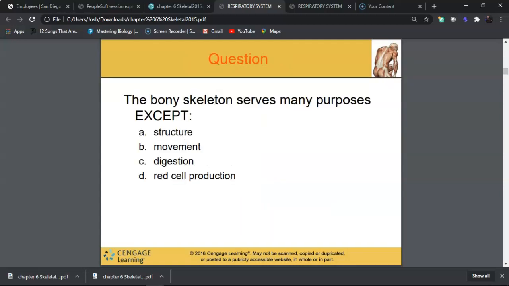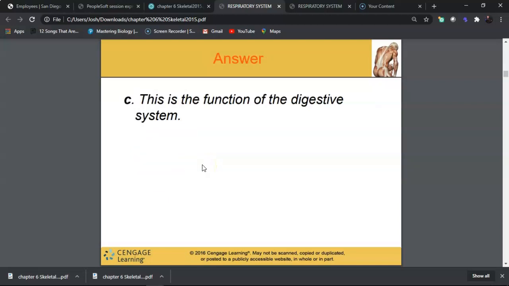So we already saw our picture. Okay, and so a question: the bony skeleton serves many purposes except... so that would go back to our very first PowerPoint that talked about the functions of the bony skeleton. And so we talked about structure. It helps provide support. It allows for movement, and it also allows for red cell production. Doesn't have anything to do with digestion, so the answer here would be C. Okay.